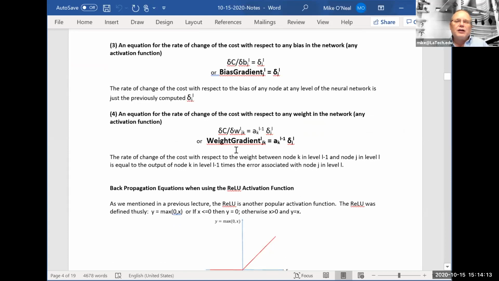And then the last equation is just what we've been talking about for a long time. It's just the output of the node times the error in the node that you're pointing to, and that's the weight gradient across JK. So the gradient for the weight that goes to J from K is the output of K times the error in node J. And that is how much I need to change, or the direction of change of that weight.